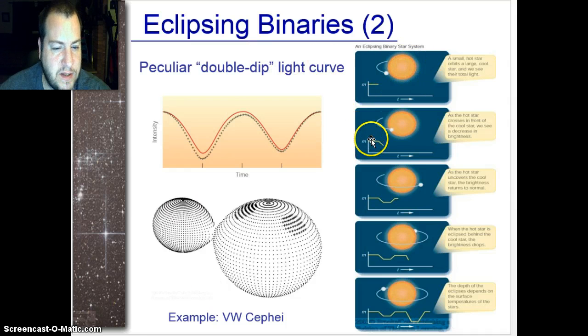And what happens is you get what's called a double dip in the light curve. As a small hot star orbits a large cool star, we see their total light. As the hot star crosses, we see the dip. As the hot star uncovers, the cool star goes back up. And when the hot star is eclipsed behind the cool star, you see a big dip. Okay, we call that the double dip.